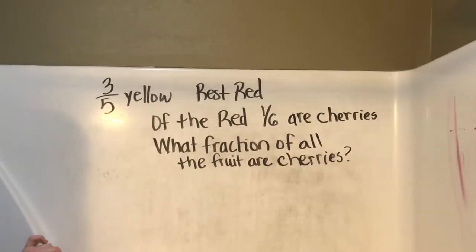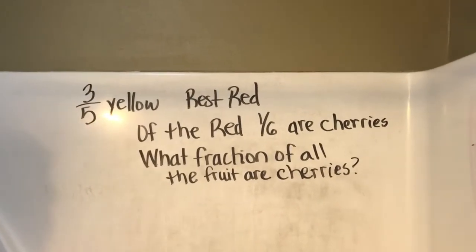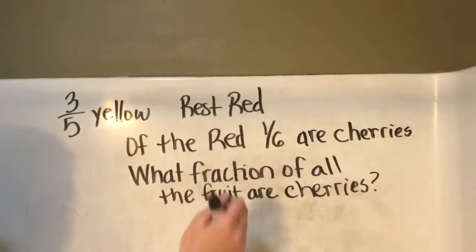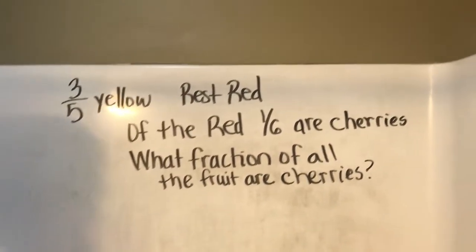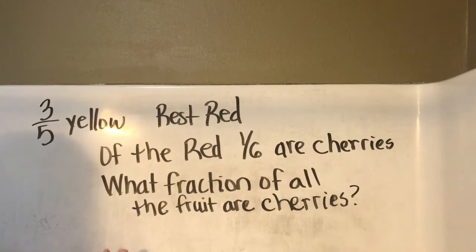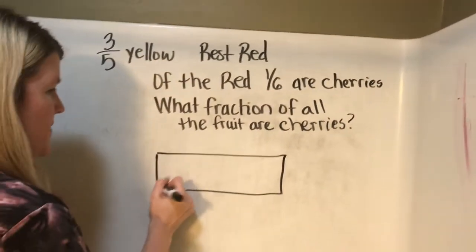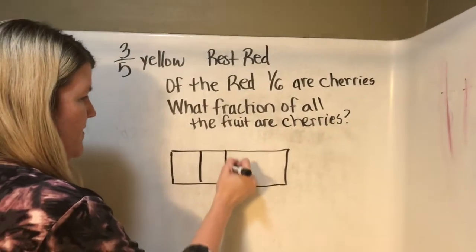So, remember we said that 3/5 of the fruit are yellow and the rest are red. And then of the red, 1/6 are cherries. What fraction of all the fruit are cherries? So I'm going to start out drawing a model to show this. That'll help me to clarify the information in the problem.